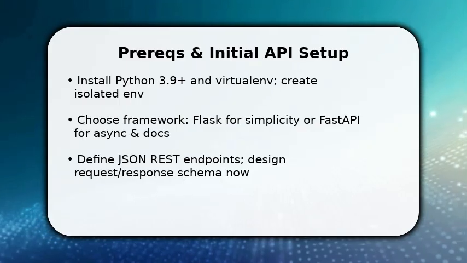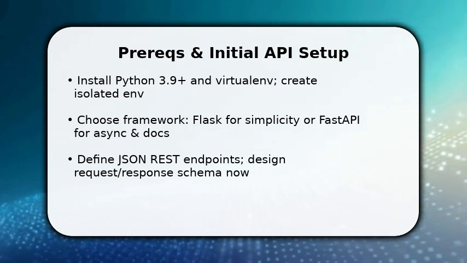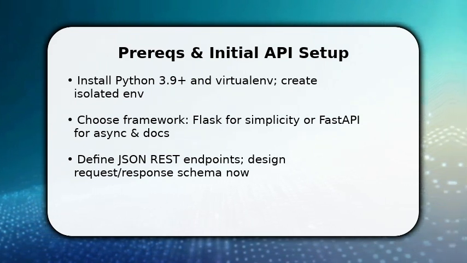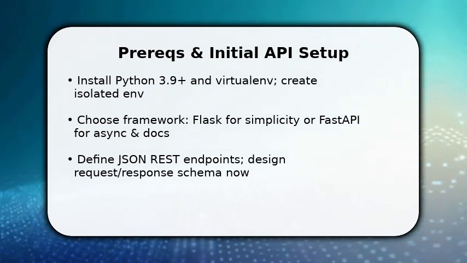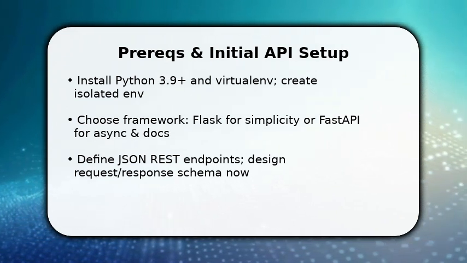You start by preparing a lean Python service. Create a virtualenv, pin dependencies, and pick Flask or FastAPI. Once done, scaffold a simple REST endpoint that returns JSON and validate your request/response schema.